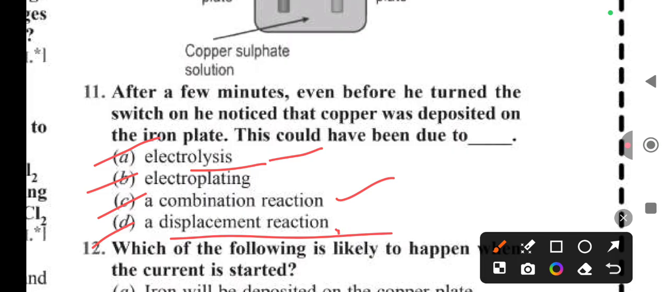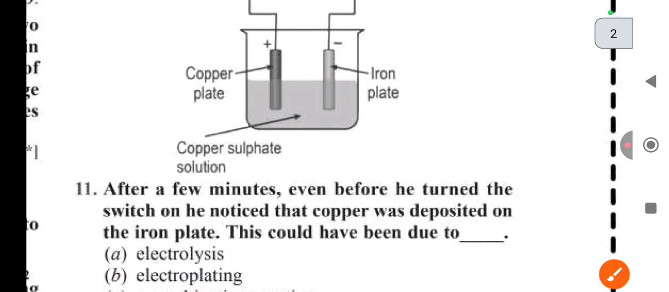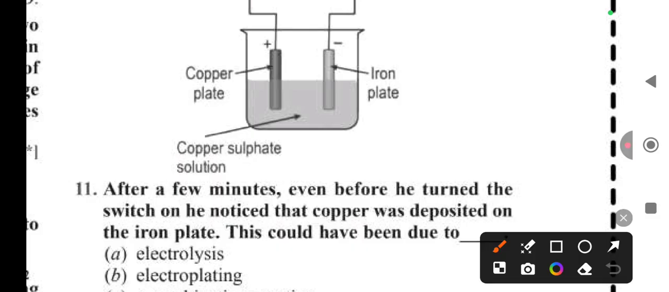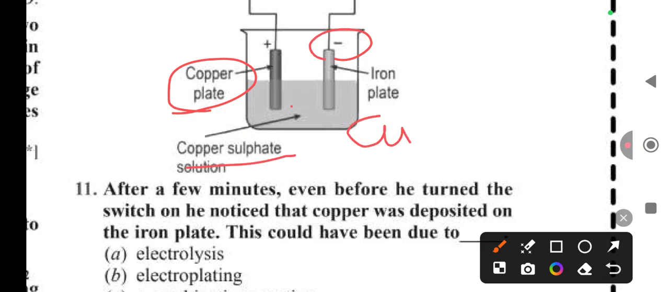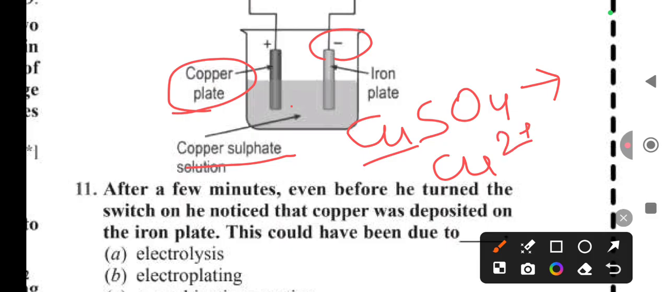So how it can be, you can see. When the reaction starts, this copper is connected with the positive terminal. And this iron plate is connected with the negative terminal, and this copper sulfate, CuSO4, is present inside. After decomposition, this copper will change into Cu2+, and this Cu2+ will gain 2 electrons and become copper in neutral form.